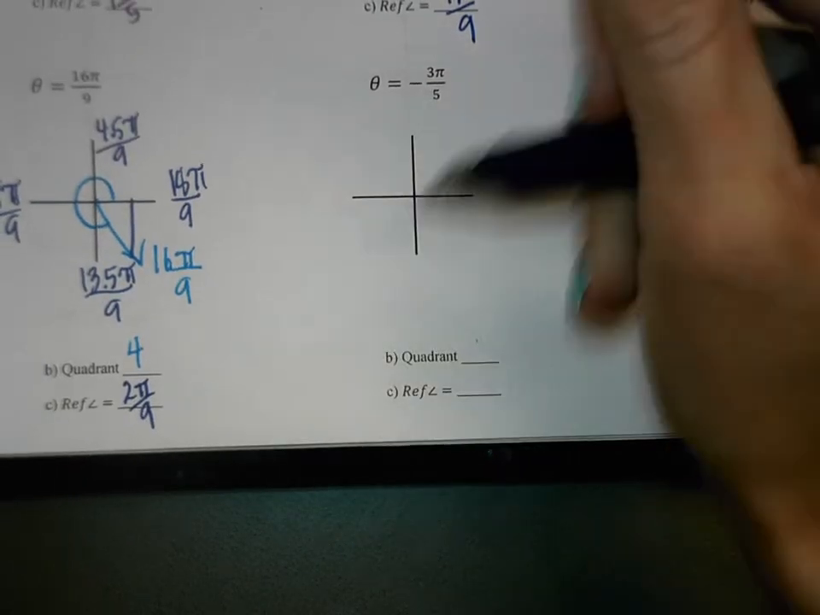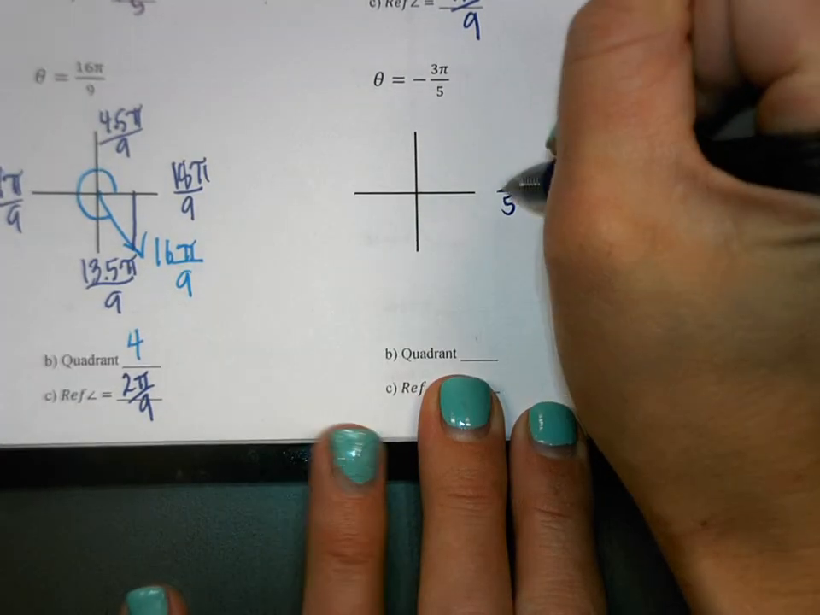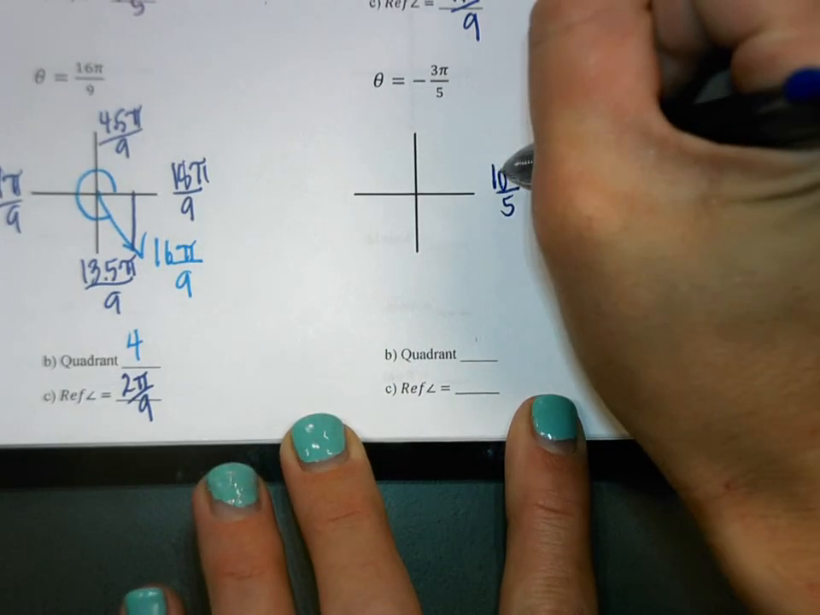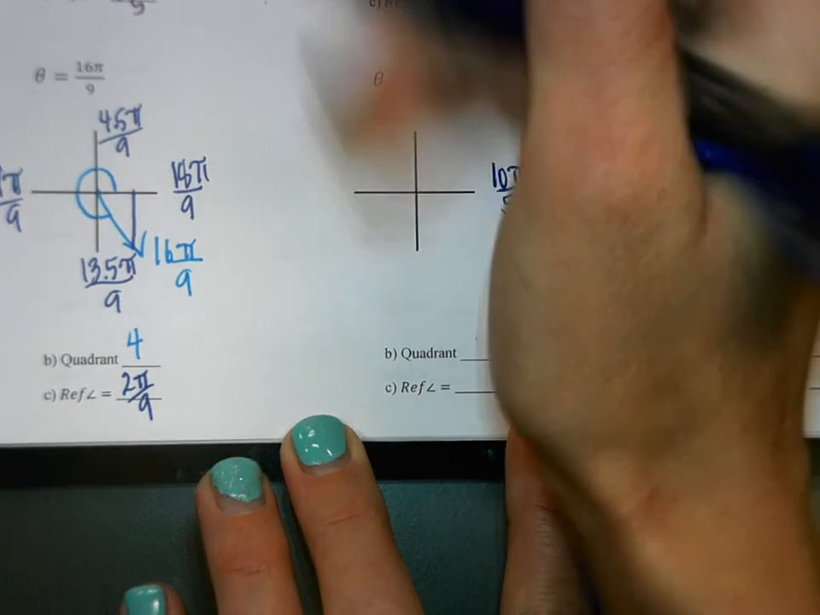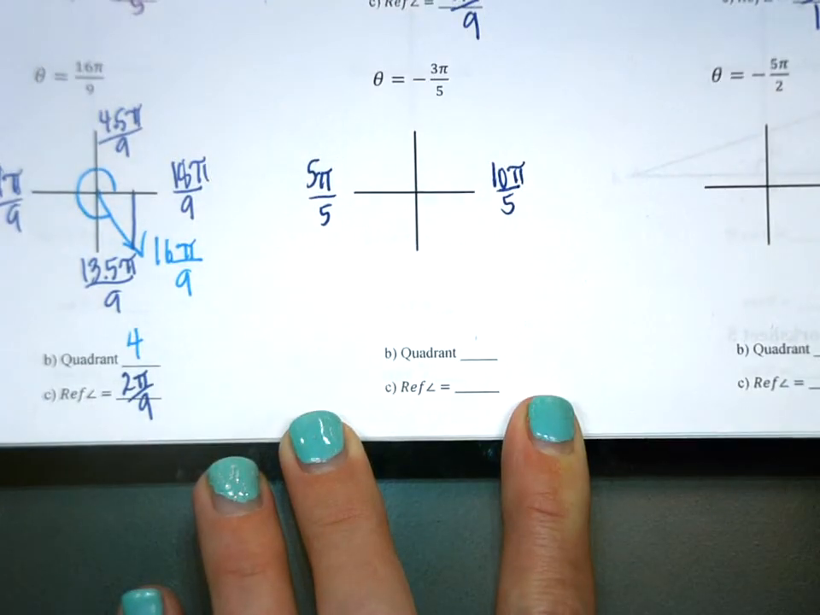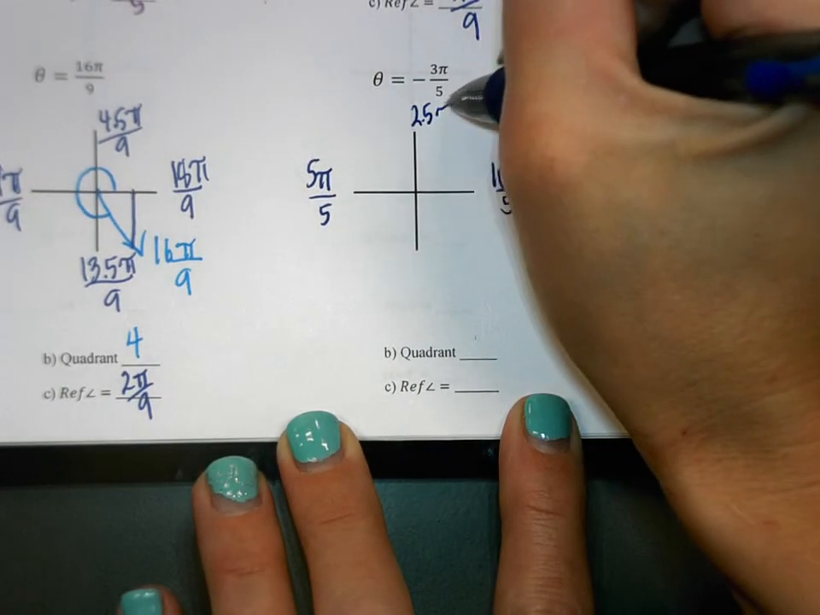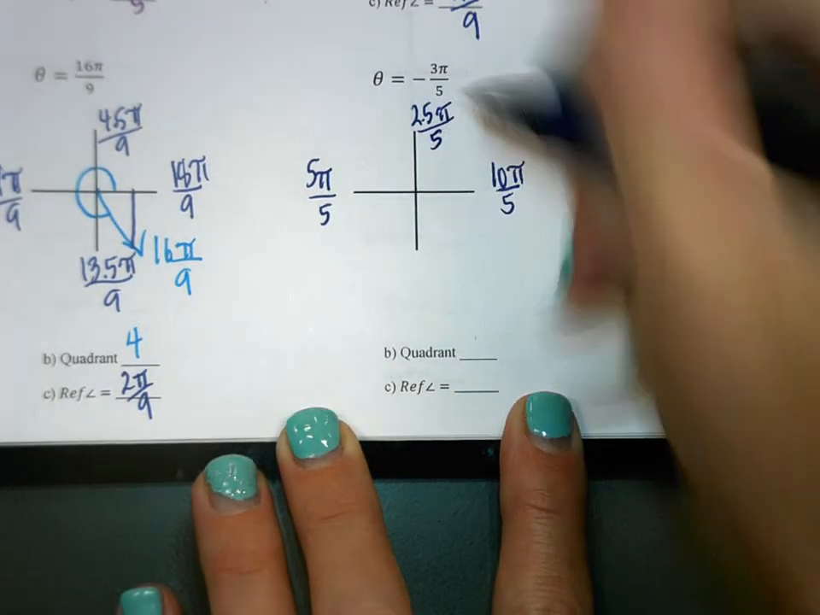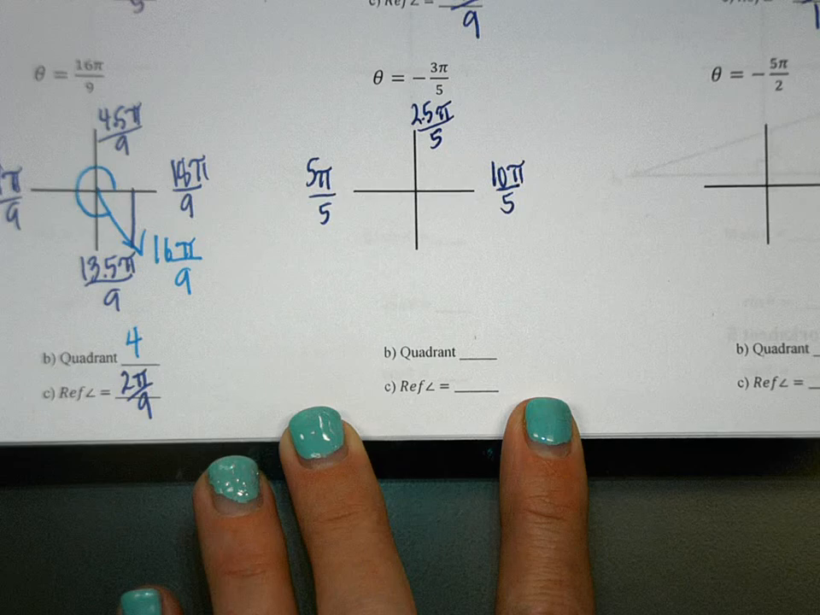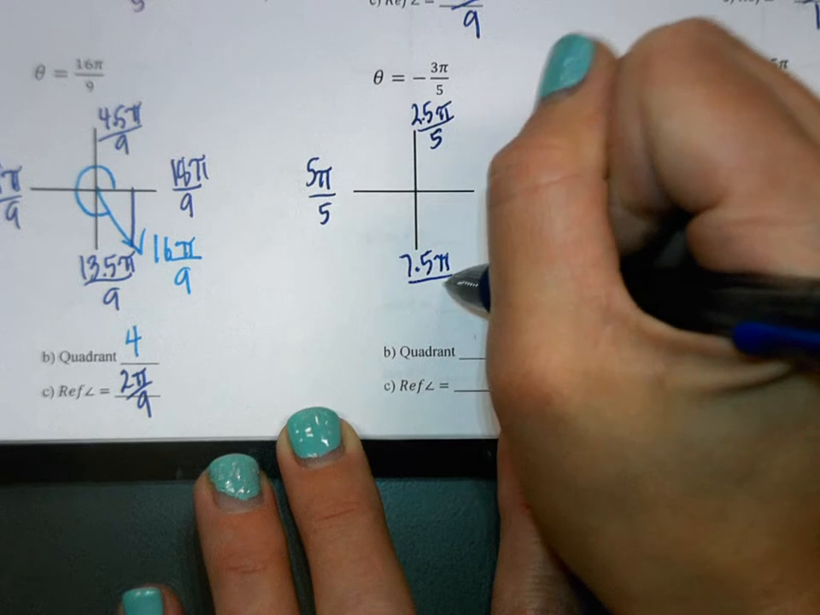Okay, so let's first mark our unit circle. My denominator is going to be 5, so what's going to go on top here? Good, 10 pi. Over here on this side will be 5 pi over 5. Half of 5 is 2.5, so at the 90-degree mark, it's 2.5 pi over 5. And at my 270-degree mark, what would that be? 7.5 pi over 5.